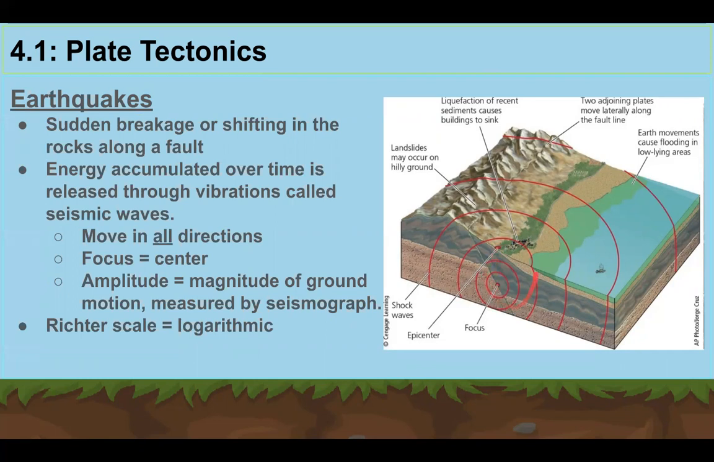Earthquakes move in all directions, not just in one. And the Richter scale, which we'll be looking at in our lab this week, is used to measure the strength of an earthquake. It's logarithmic. So what that means is that if we have an earthquake on the Richter scale of 7 and a different one on the Richter scale of 8, the one that was 8 is 10 times as strong as the one that was 7.